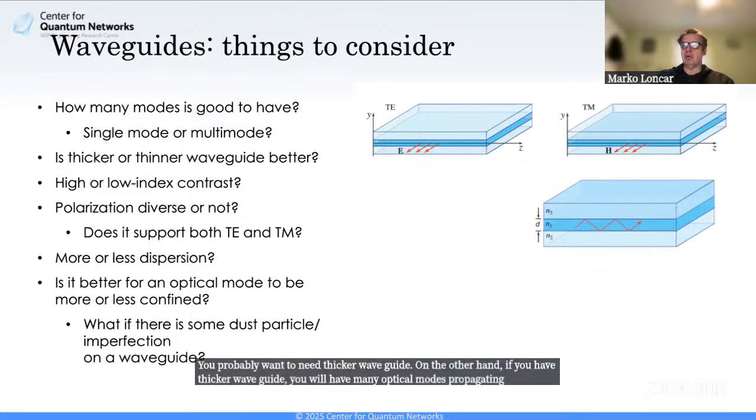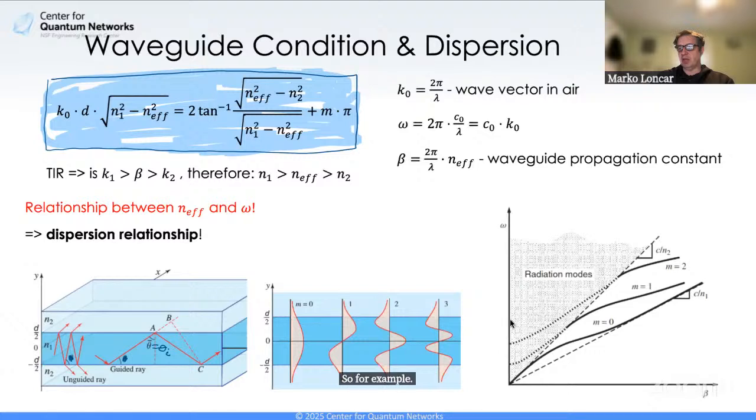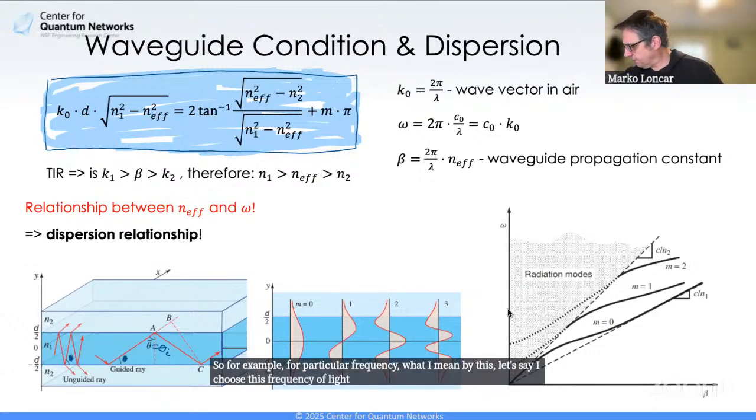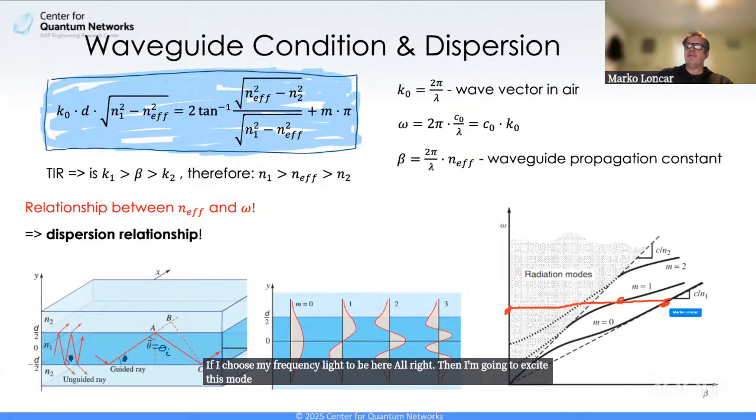And these optical modes, I'm just going to mention this briefly, will propagate with different group velocity, right? And actually even with different phase velocity. So for example, for a particular frequency, let's say I choose this frequency of light here. Let's see if my pen here works. If I choose my frequency of light to be here, then I'm going to excite this mode and this mode. So in my waveguide, I have two propagating modes.